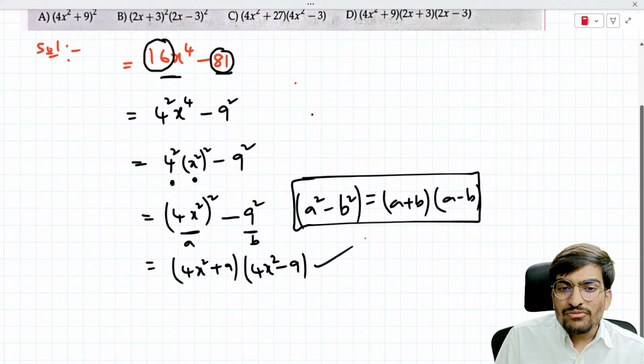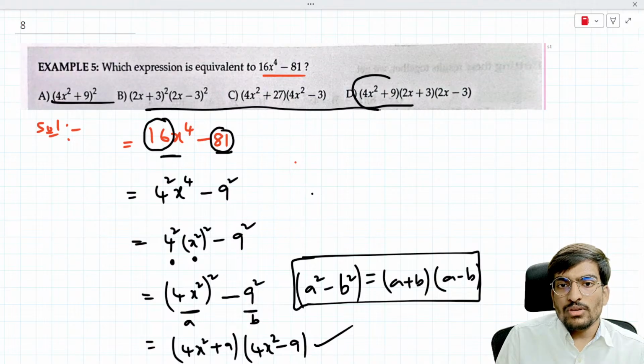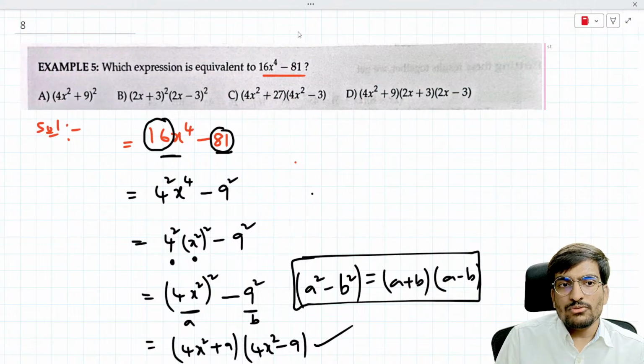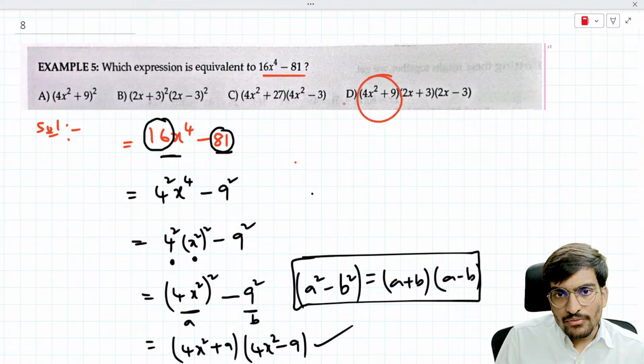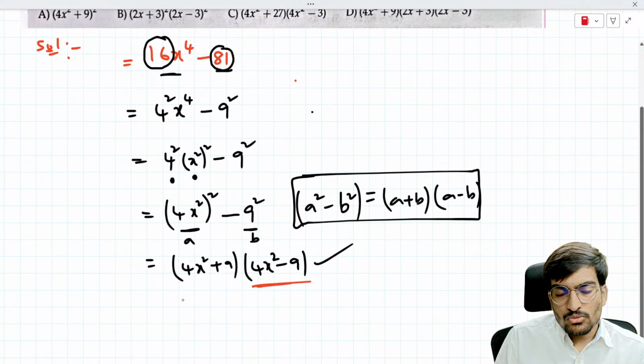But do we have this option after simplifying it? 4x square plus 9, 4x square plus 9. No, we don't have. We have 4x square plus 9, but we don't have the other part. The rest of the part is not matching with what we have. So still we have to calculate something. We got half, but something is matching. We still got here 4x square plus 9. A and D are matching, but still it's not the same. So we have a problem with this. We have to keep this 4x square plus 9 as it is.